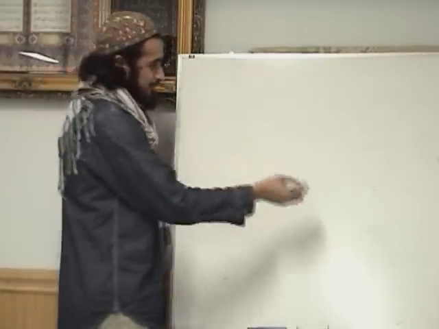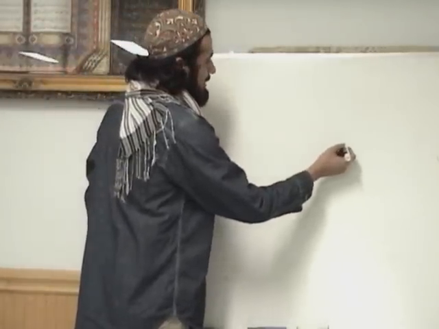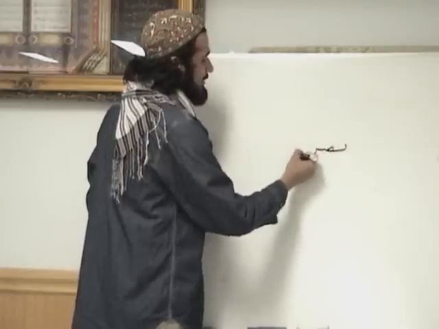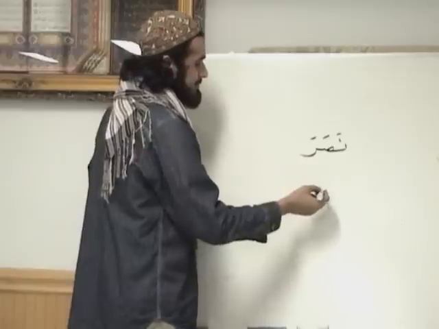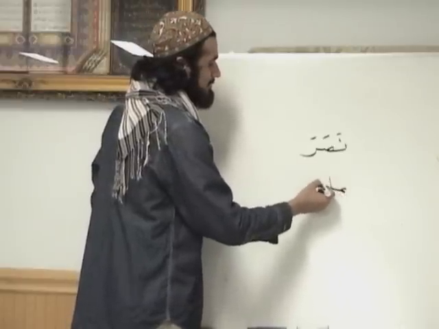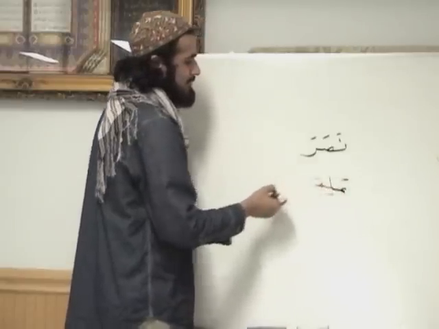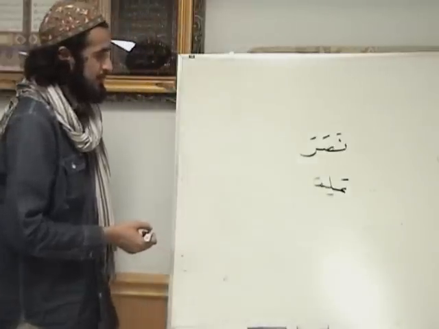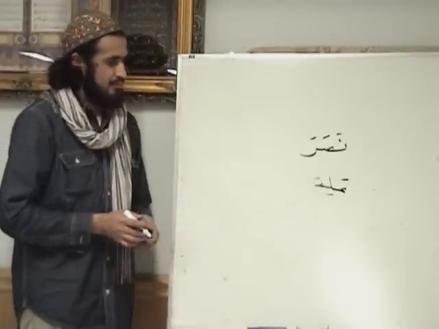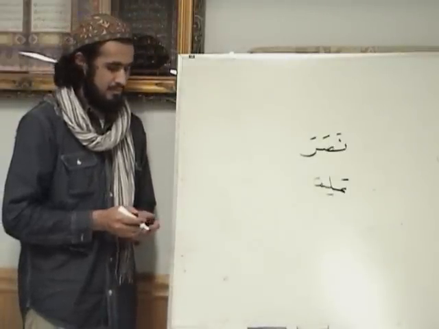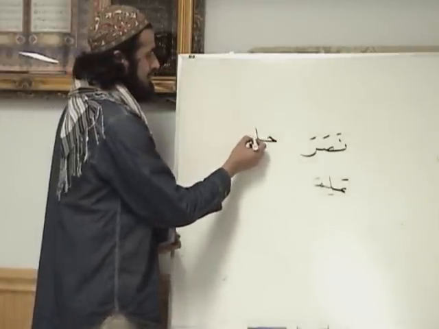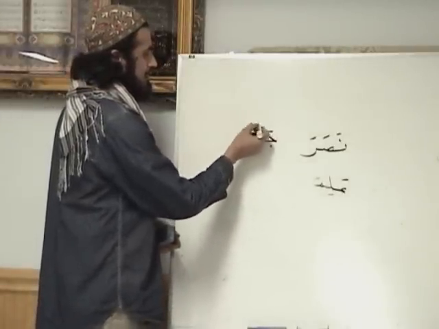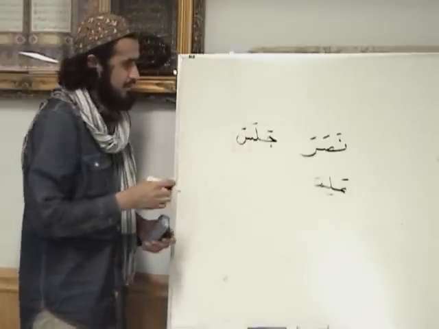For example, I give you one sami'a, another could be nasara, he helped. Another could be alima, he knew. Okay. Jalasa, he sat, so on.